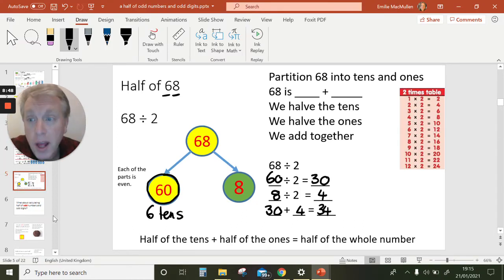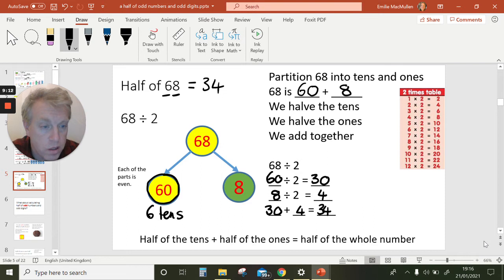Okay, so it's not too bad, is it, this? When all the digits are even, we just split it into 60 and 8, half of 60, half of 8, add the two parts together, and half of 68 is 34. Half of 68 is 34.